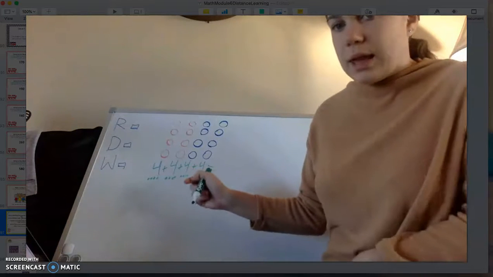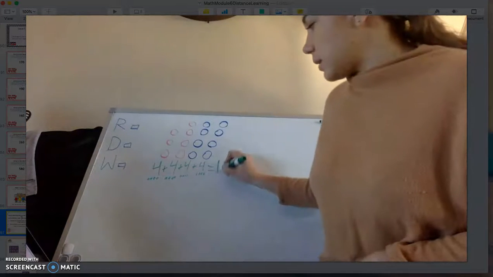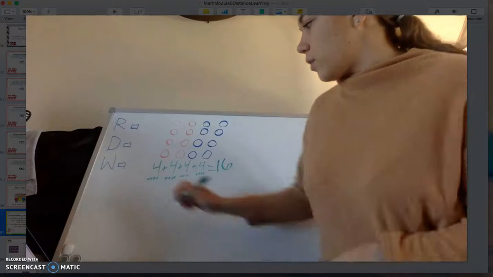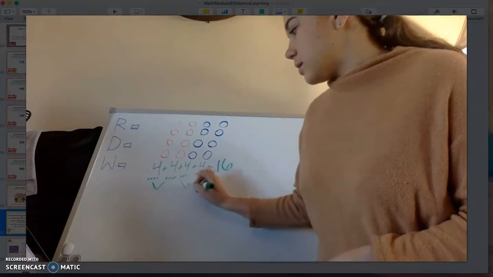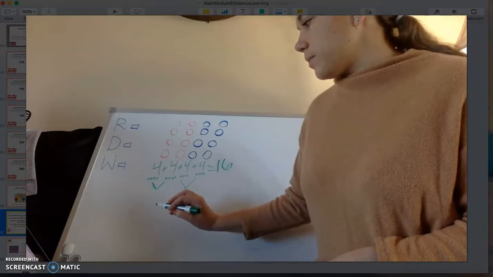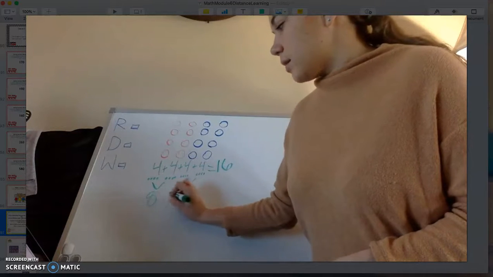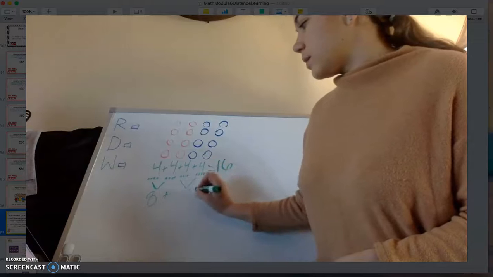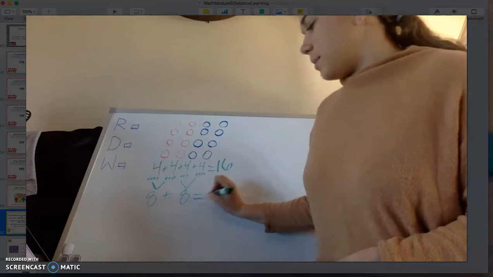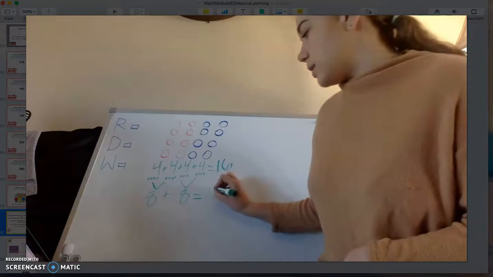How many are there all together? Good, 16. Remember, you can combine these. So it's 4 plus 4. Good, 8. Plus 4 plus 4. Good, 8. And what's 8 plus 8? Good, 16.